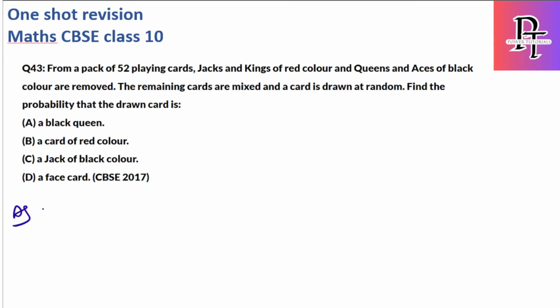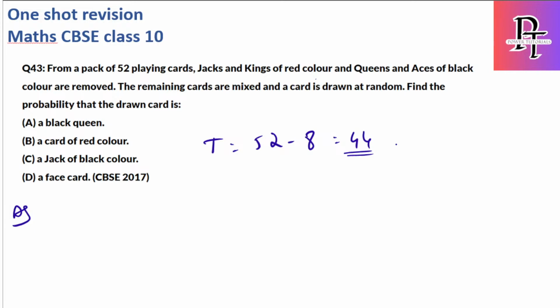Okay, this is a cards question. A pack of 52 cards. Okay, we have removal cases here. Jacks and kings of red color and queens and aces of black color are removed. So in total how many should be removed? We have to remove 4 here, 4 here. Total 8 cards are removed. So total is equal to 52 minus 8, which is 44. So now the total becomes 44.